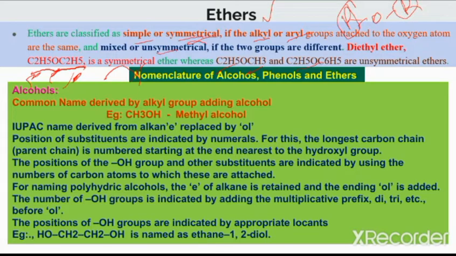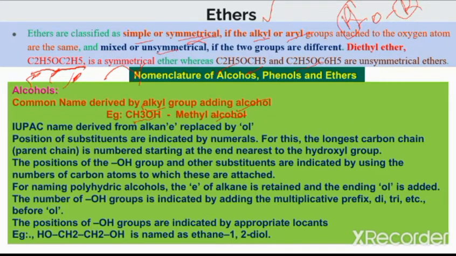One is common nomenclature and the other one is the IUPAC nomenclature. In case of the common name, it can be derived from the alkyl group, to which we add the word alcohol. Accordingly the common name can be obtained. For example, CH3OH: CH3 is methyl, the alkyl group name, and we add alcohol. So methyl alcohol would be the common name for the compound. Simply, we can write alkyl alcohol. This is the common name format.